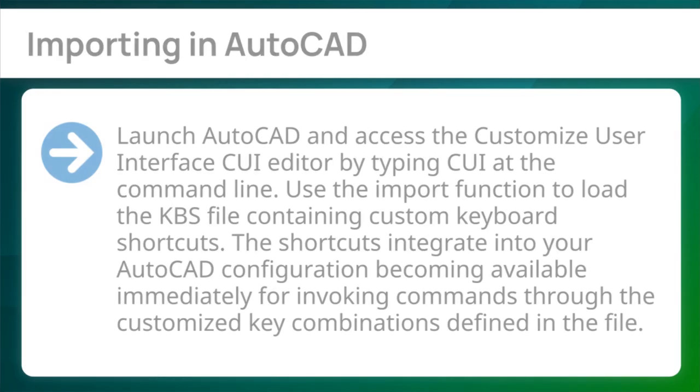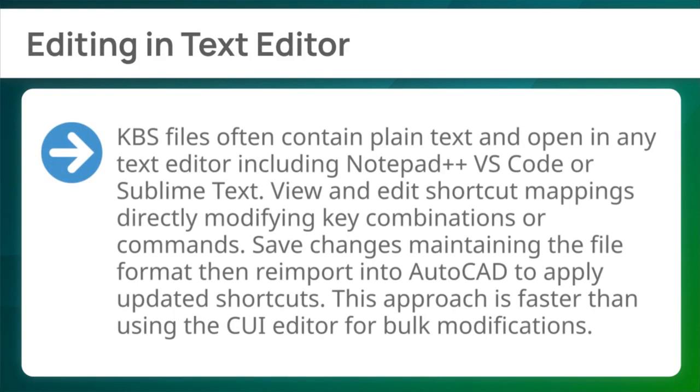Next, editing in text editor. KBS files often contain plain text and open in any text editor, including Notepad++, VS Code, or Sublime Text. View and edit shortcut mappings directly, modifying key combinations or commands. Save changes maintaining the file format, then re-import into AutoCAD to apply updated shortcuts. This approach is faster than using the CUI editor for bulk modifications.